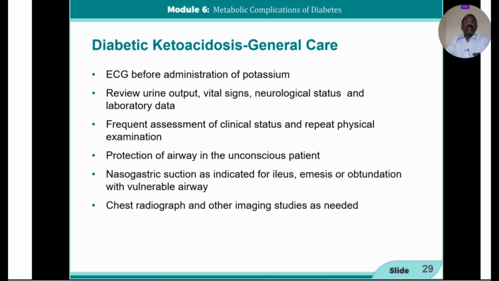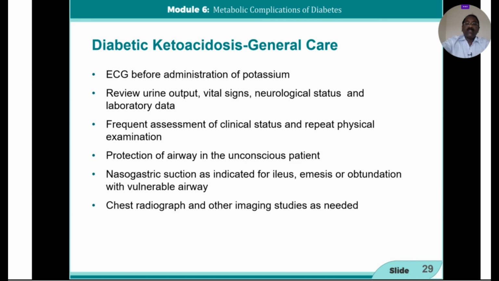ECG before the administration of potassium, when the fellow is hypokalemic or hyperkalemic, etc. Review the urine output, vital signs, neurological status, and laboratory data. Frequent assessment of the clinical status and repeat the physical examination. Protection of the airway in the unconscious patient. Nasogastric suction as indicated for ileus, emesis, or obtundation of the vulnerable airway.